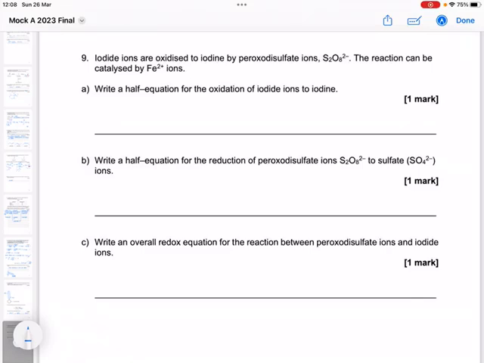Iodide ions are oxidized to iodine by peroxodisulfate ions. The reaction can be catalyzed by Fe2+ ions. Write a half equation for the oxidation of iodide into iodine. So I need two of these here, and then I'm going to need 2 electrons on this side over there.